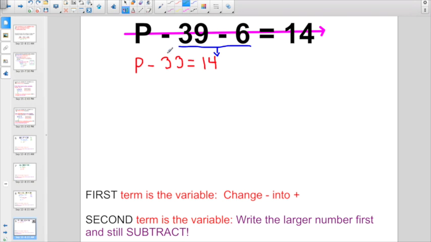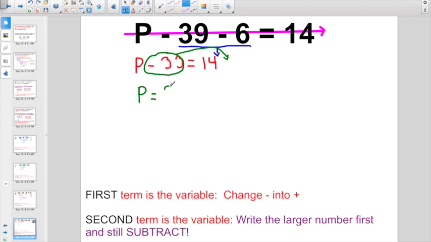So I want to go and isolate my variable. I want to get the letter by himself. That's the whole point of algebra, is getting the letter by himself on one side of the equal sign. So let's get ready to rewrite. I did not circle my variable P. I did not circle equals, but I got minus 33, and if the first term is the variable, change minus into plus.